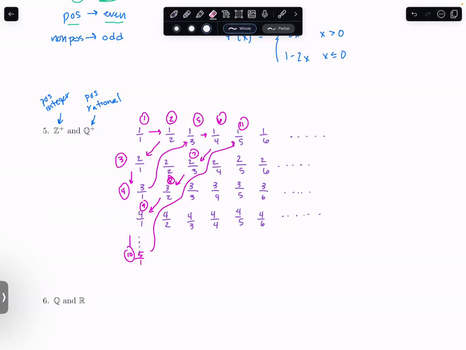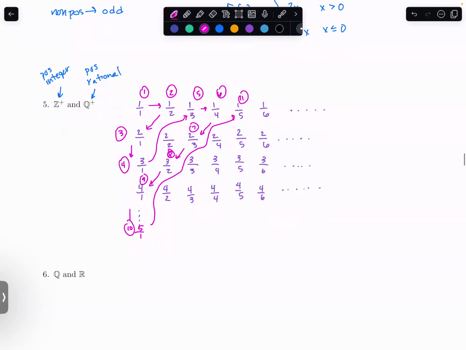And so you could do this forever and get all possible rationals, and you're mapping from the integers into and onto the positive rationals. So these are both countable. They're both countably infinite, and that is that.